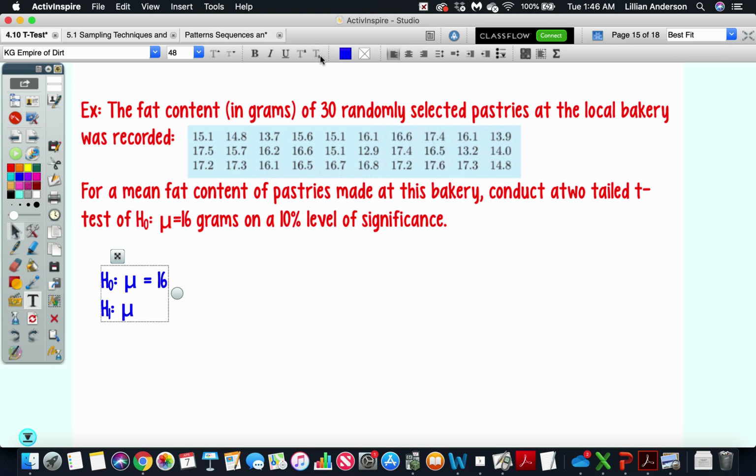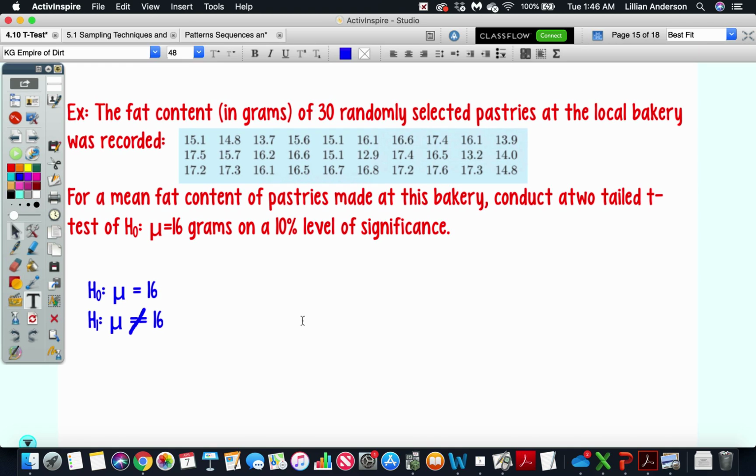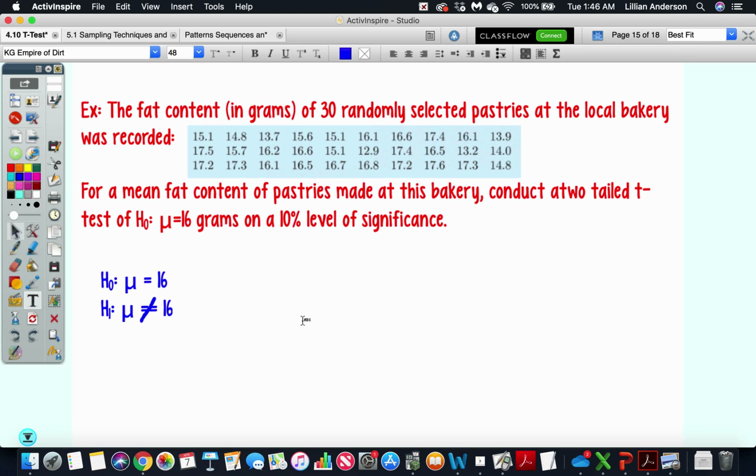mu is not equal to 16. Okay, don't put the double thing. I'm just using it so when I do my line through it, it will look like a not equals to, like that. Okay, all right, so we're going to go ahead and perform this. The alpha is 10%, so that's going to be 0.1 that we're going to compare the p-value to.